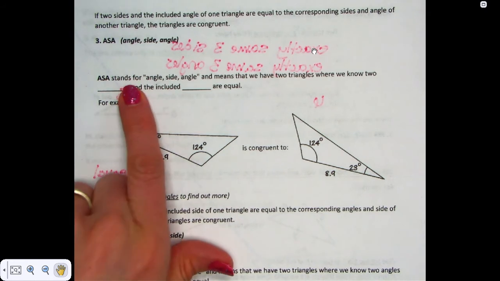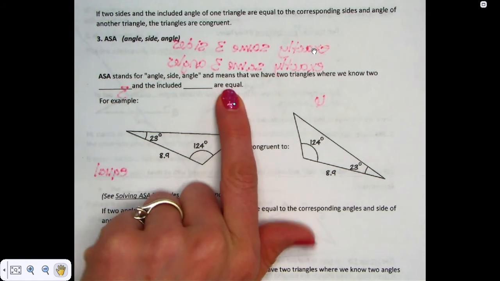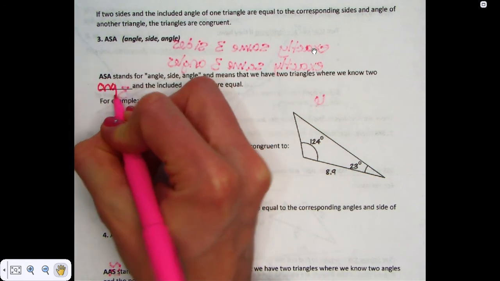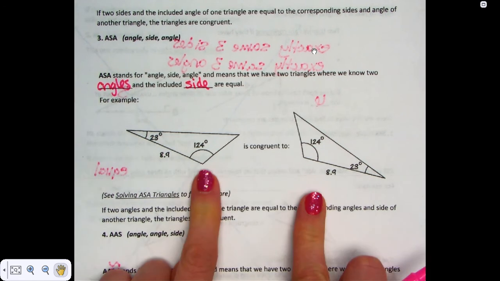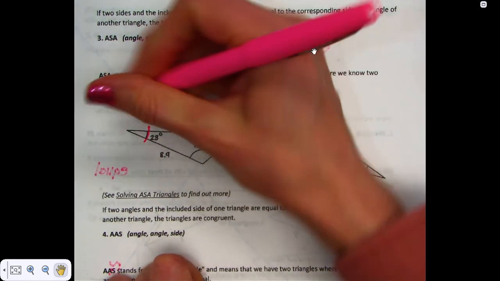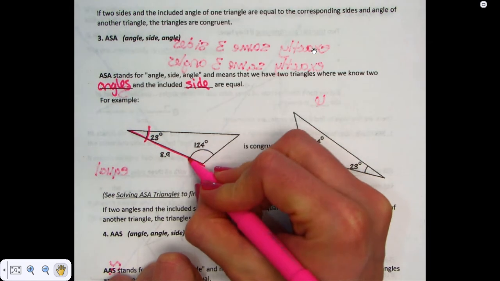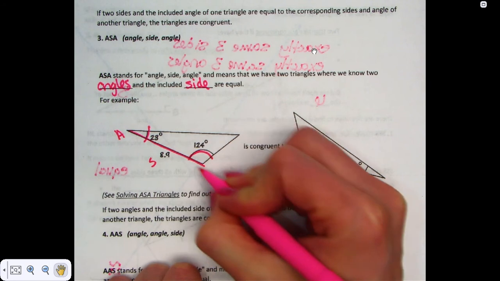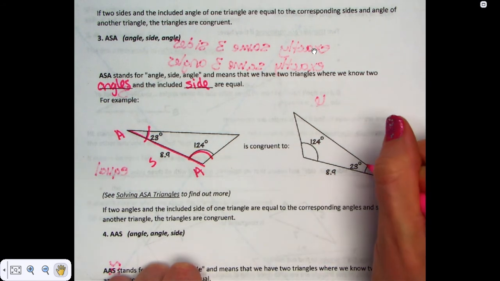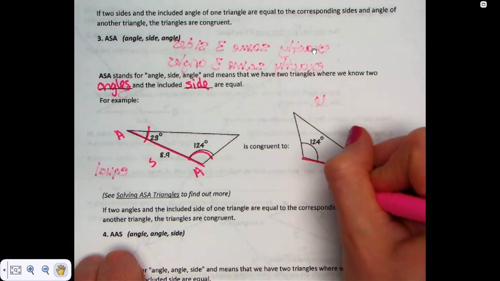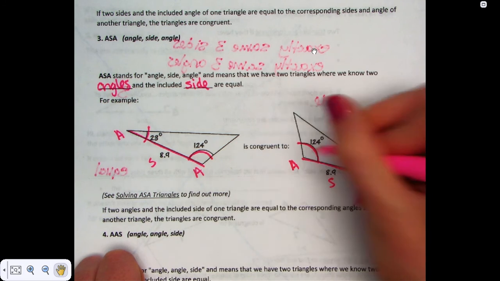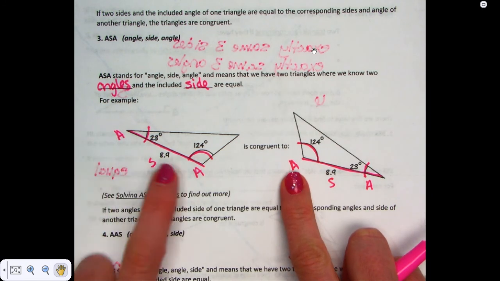Next, we have angle, side, angle. What this is, we have 2 triangles where we know 2 of the angles and the included side are equal. And here we have our example of that. We have an angle, side, angle, A, S, A. I come over here and look for that same. Okay, angle matches with the 23, my side of 8.9, and my angle of 124. Angle, side, angle, angle, side, angle.